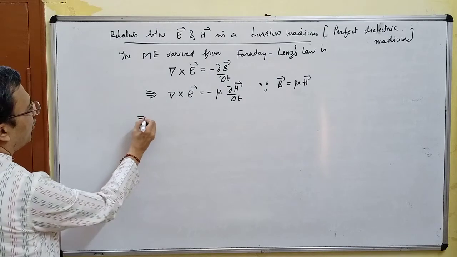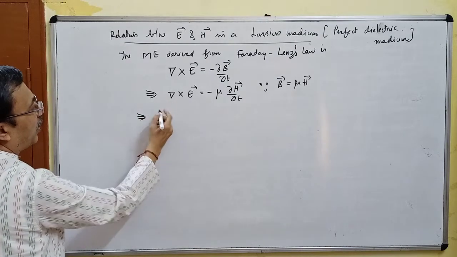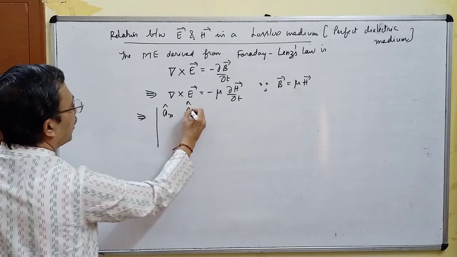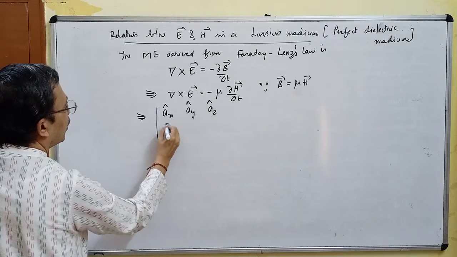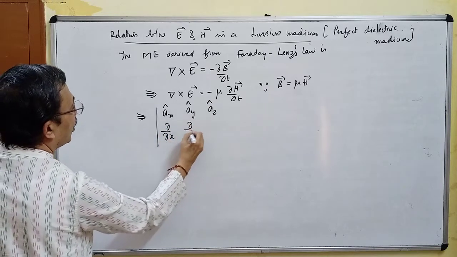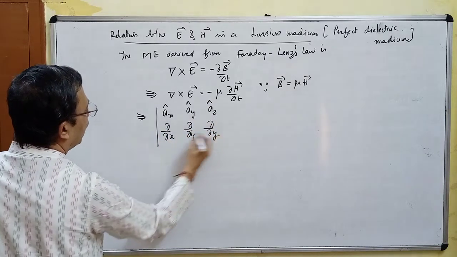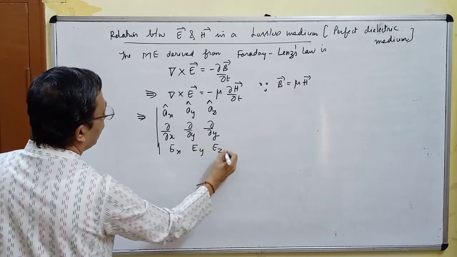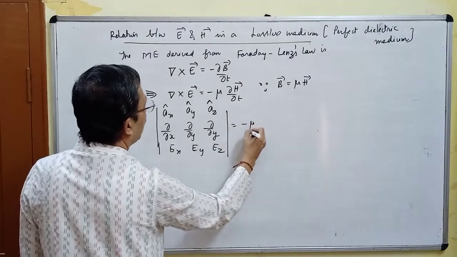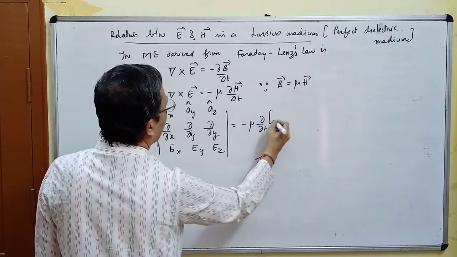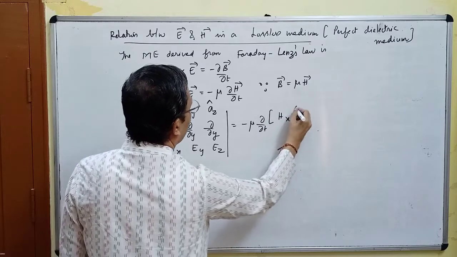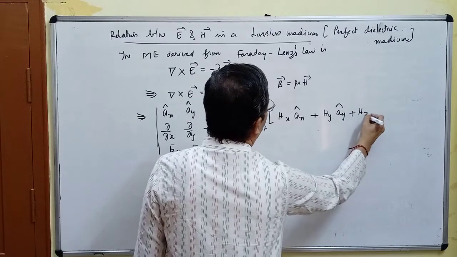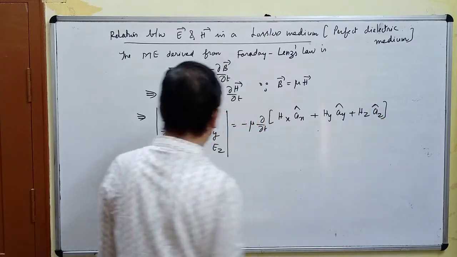We will expand this. We will expand del cross E. So determinant Ax cap, Ay cap, Az cap, dou by dou x, dou by dou y, dou by dou z, Ex, Ey, Ez is equal to minus mu dou by dou t of vector H. Vector H is what? Hx into Ax cap plus Hy into Ay cap plus Hz into Az cap.